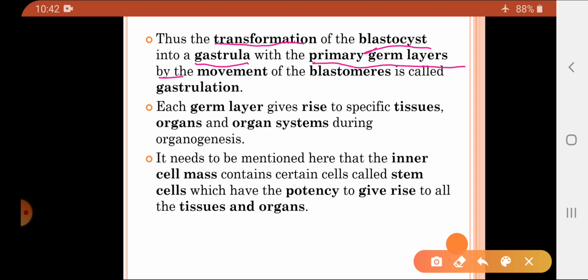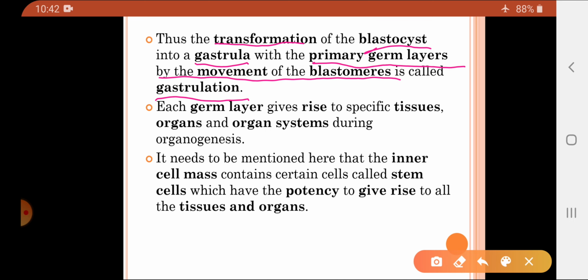That process of transformation of the blastocyst into the gastrula, which contains the 3 primary germ layers, by the movement of the blastomeres is called gastrulation. So, transformation of the blastula into the gastrula. Gastrula is nothing but the formation of the 3 germinal layers. How does it occur? By the movement of the cells of the inner cell mass called blastomeres. So that is called gastrulation.